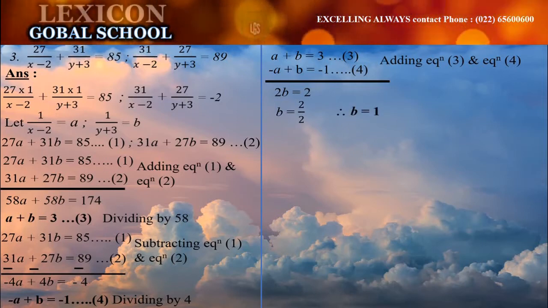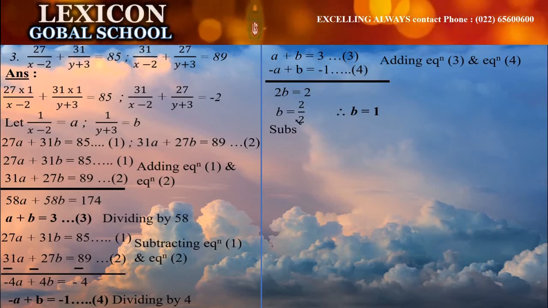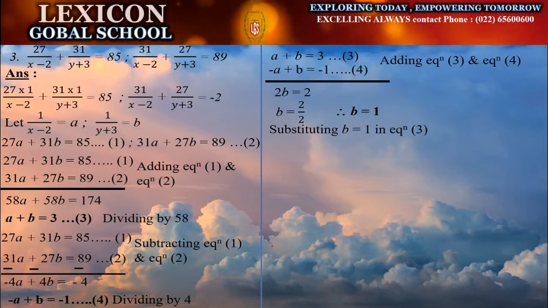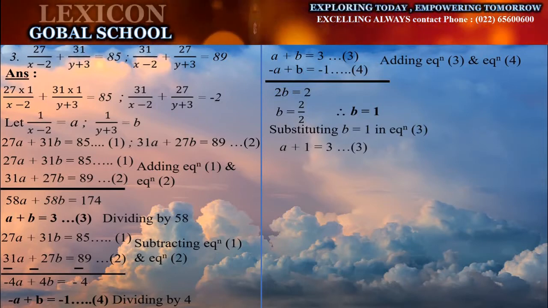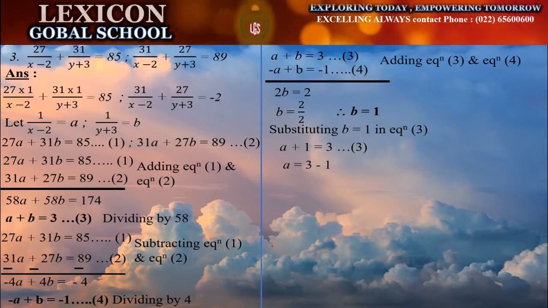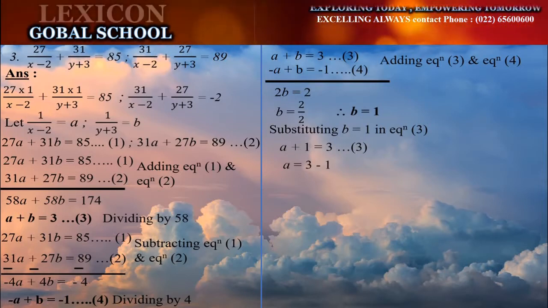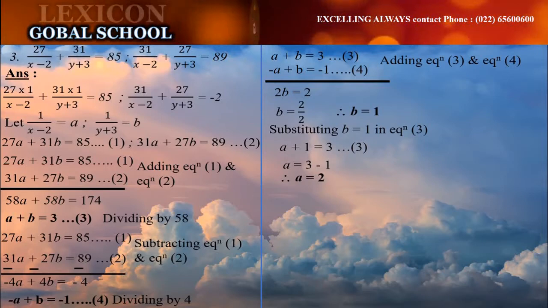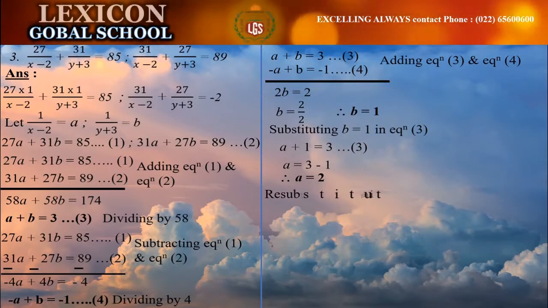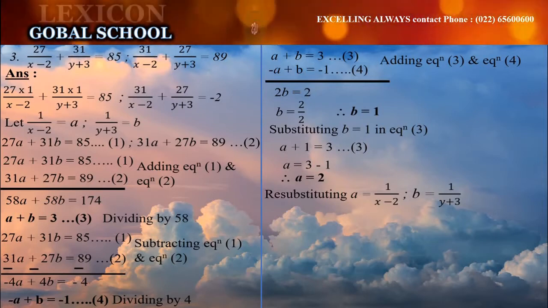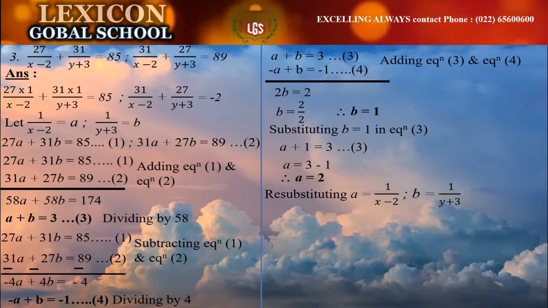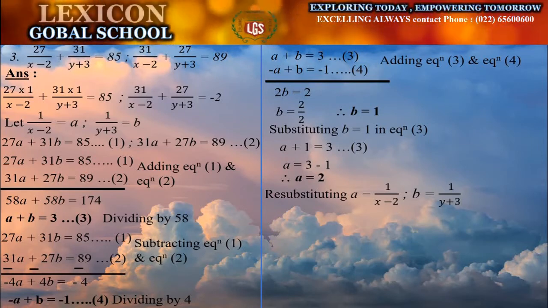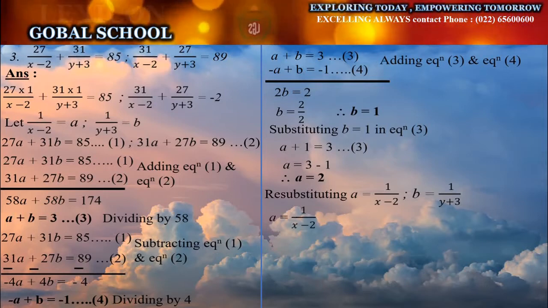Now we got the value of b as 1. Substitute it to get the value of a. So substituting b is equal to 1 in equation 3. a plus b is equal to 3 was equation 3. We are going to substitute the value of b. So a plus 1 is equal to 3. a is equal to 3 minus 1. a is equal to 2. We got the values of a and b. Let us resubstitute it as our equation has variables x and y. So a is equal to 1 upon x minus 2 and b is equal to 1 upon y plus 3. We substitute the value of a as 2.